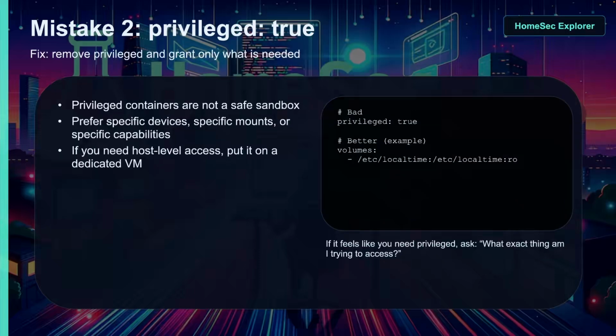Mistake 2. Privileged true. This basically turns off most container isolation. It is like saying, just trust this container with the host. A lot of people use privileged because something didn't work, and they want the easy button. Under bad, you see the risky pattern, privileged true. Remove privileged and only add what you actually need. Need a device? Add only that device. Need a mount? Add only that mount and prefer read-only. Privileged is last resort, not the default.